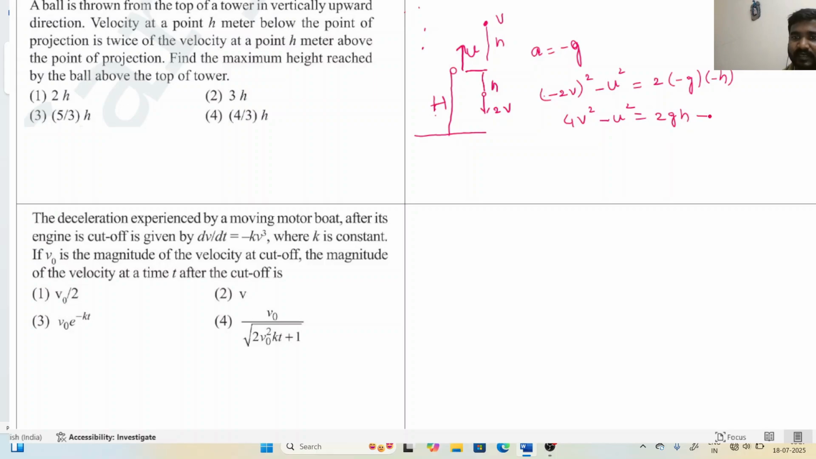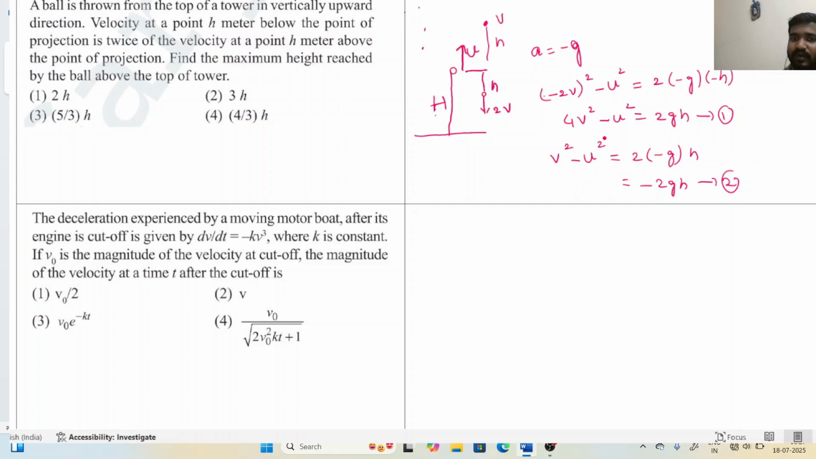Take this as equation number 1, for the downward case. For the upward case, the final velocity is positive and the initial velocity is also positive, which equals 2 times the acceleration, acting negative, and the height we take as positive. So here you get minus 2gh. Take this as equation number 2.